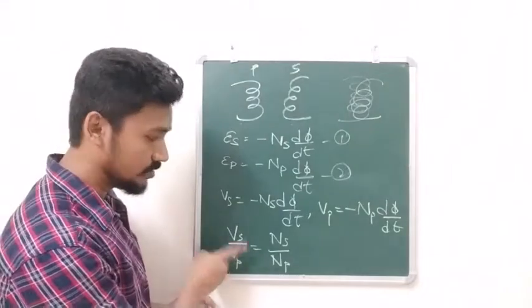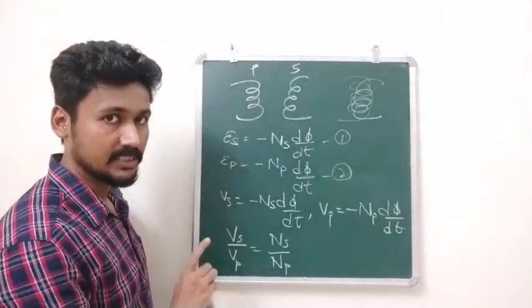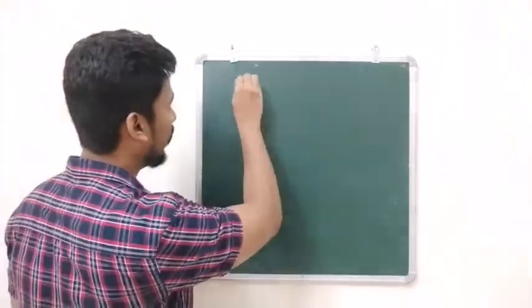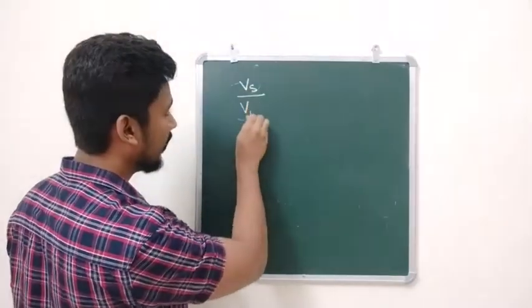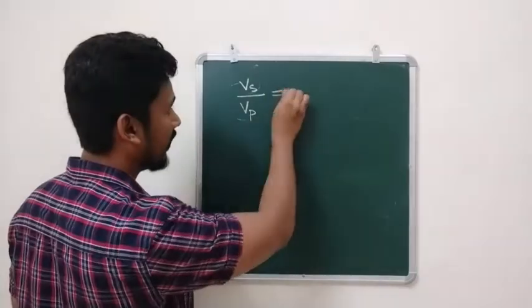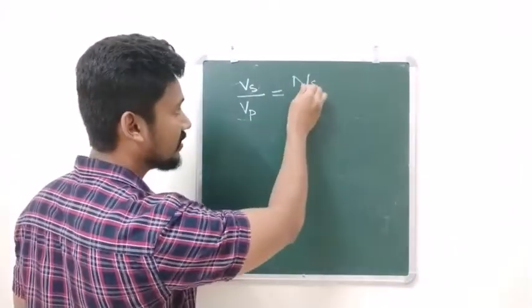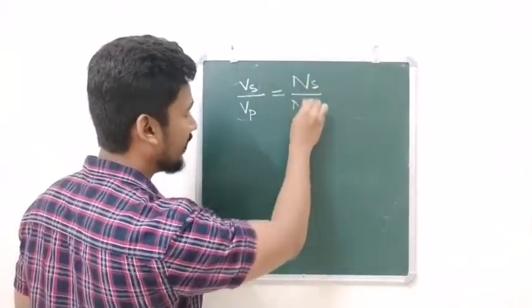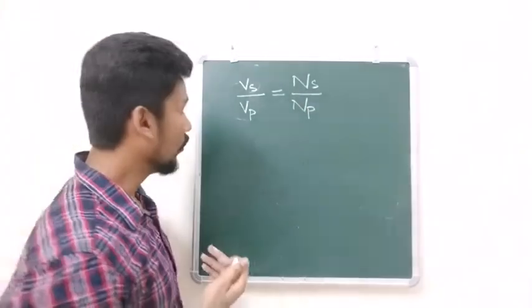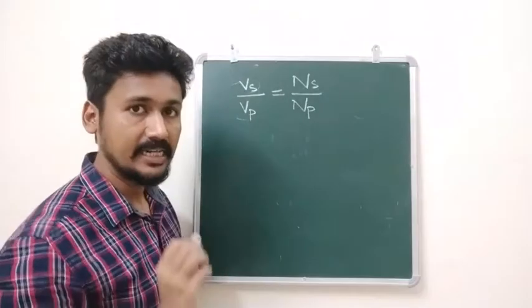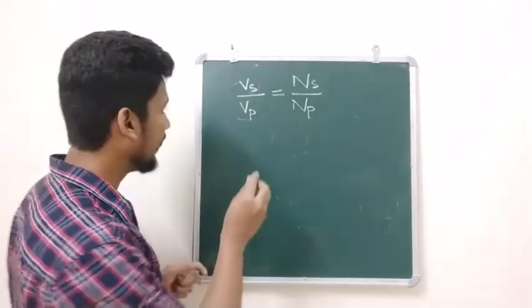So now note down this relation, we are going to see what it means. So here is what we found out. We found out that VS, voltage across secondary, divided by VP, voltage across primary, is equal to NS, number of turns in the secondary, divided by NP, number of turns in the primary. Now, what are the things that we can understand from this? So we can write it like this.